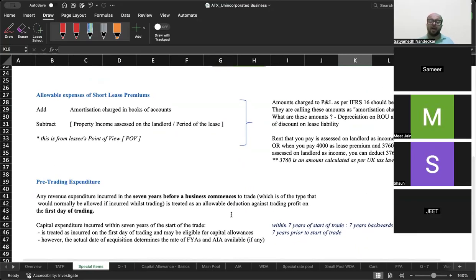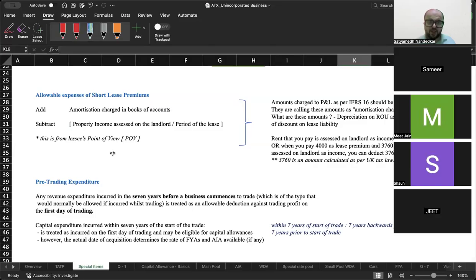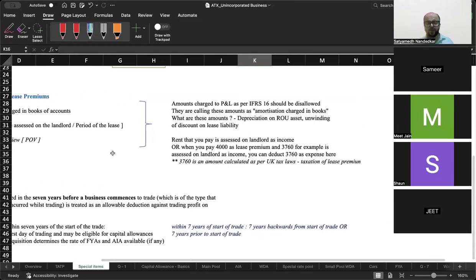Okay, now allowable expenses of short lease premium. What are the allowable expenses of a short lease premium? Here, whatever is the amortization charged in the books of accounts is added back, and you subtract the property income assessed on the landlord divided by the period of lease. This is from the lessee's point of view. Understand what they are trying to say here.